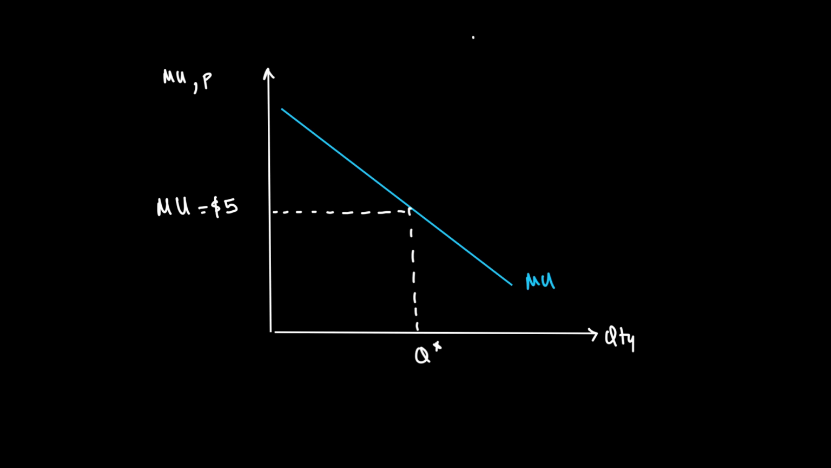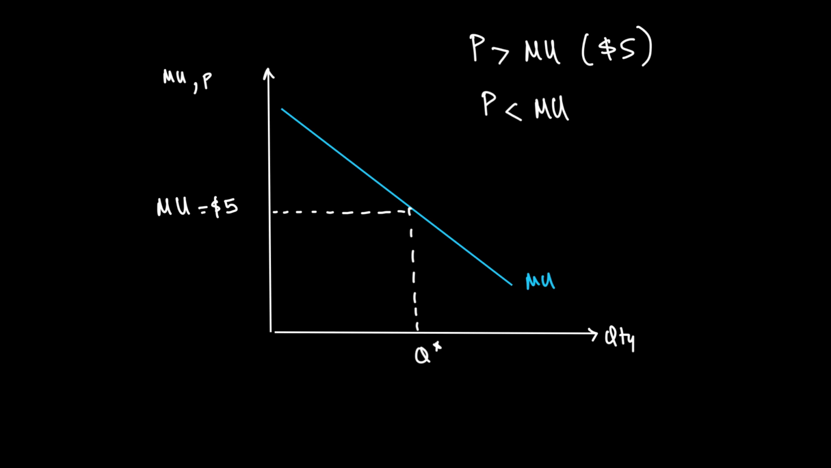If the price is greater than MU, or $5, then one would argue you would not buy this good, because the price is higher than the value, or the marginal utility, you place on the good. But if the price is less than marginal utility, then we would definitely buy this good because the value we place on the good is more than the price of the good.